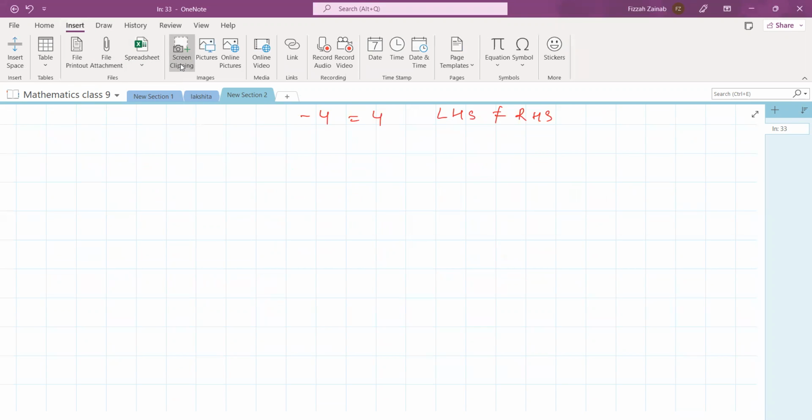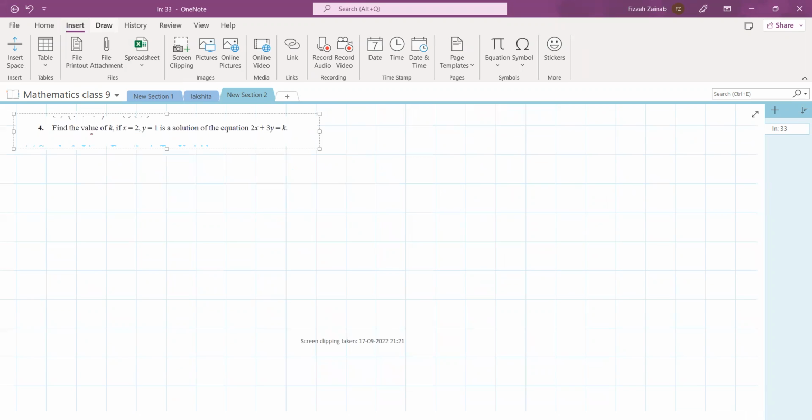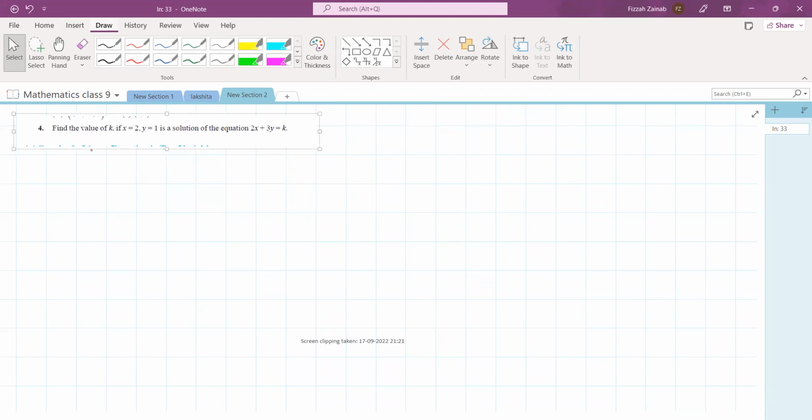Jaslyn, which chapters are coming in the exam? Number system, polynomials, coordinate geometry, and this chapter, linear equations in two variables. So I think we have done all of them, right? Yes, ma'am. Now this question is important. I mean, it can come in the exam, or questions like this can come.